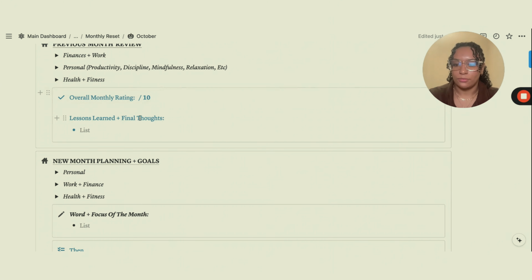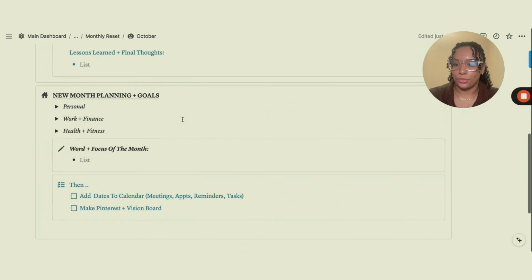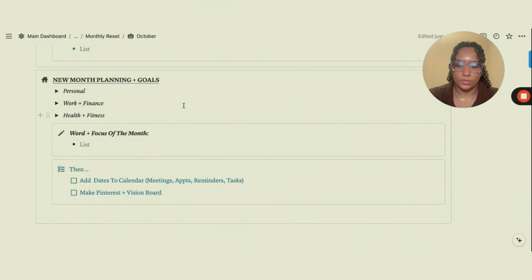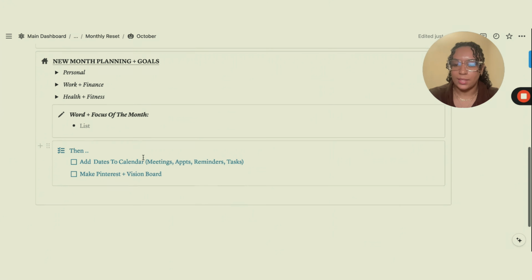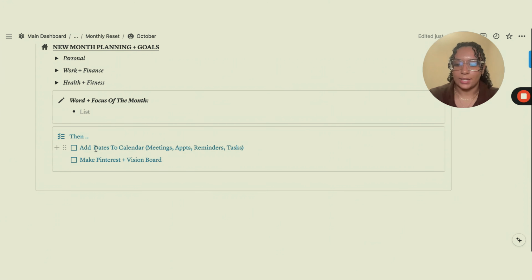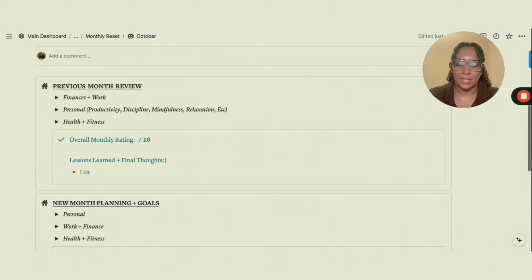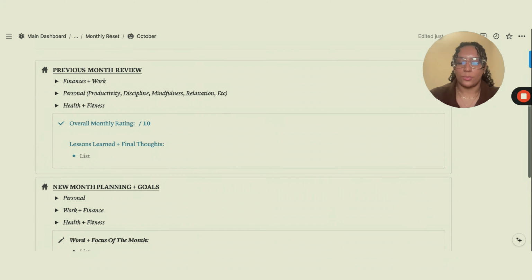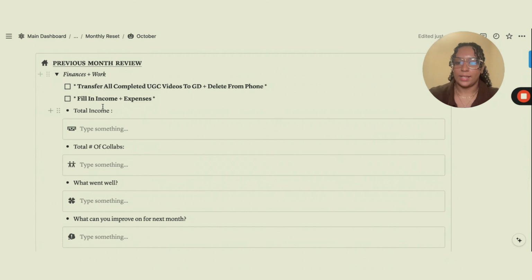Underneath, we've got an overall monthly rating, lesson learned, and final thoughts. For the new month planning and goals, again, same 3 topics as well as a word and focus of the month, and then just as a reminder, adding dates to calendars, and we're going to go ahead and make a Pinterest and vision board for the month to get ahead of the vibes and just set the tone. So let's go ahead and start with our previous month review, finances and work.